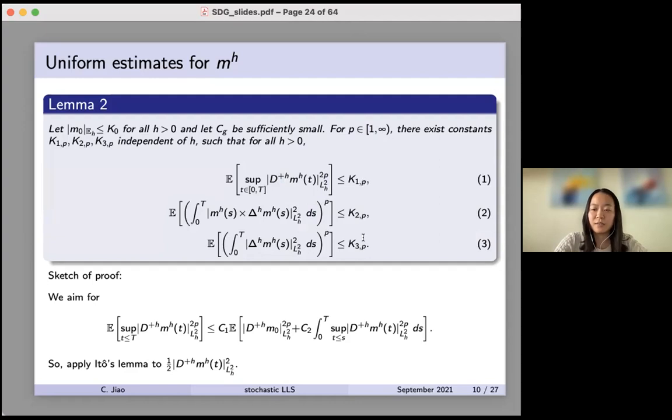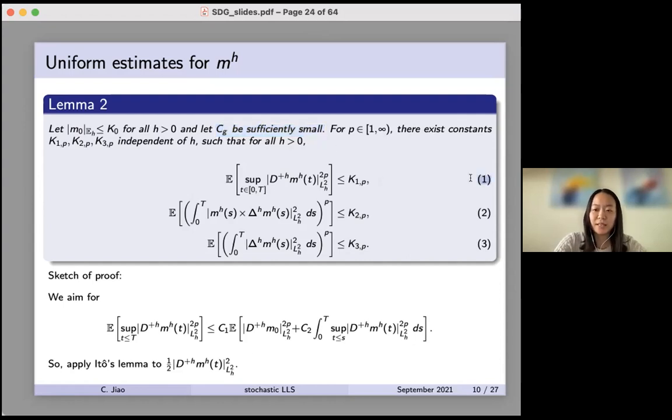These are derived under the condition that the initial condition m_0 is uniformly bounded in the space E_h and that the noise is sufficiently small. So C_G, if we recall from a few slides up, is the bound of the function g and its derivatives. The precise smallness condition for C_G will be clear from the proof.